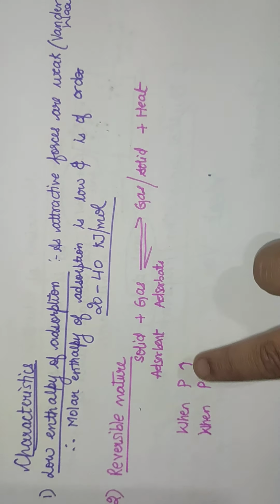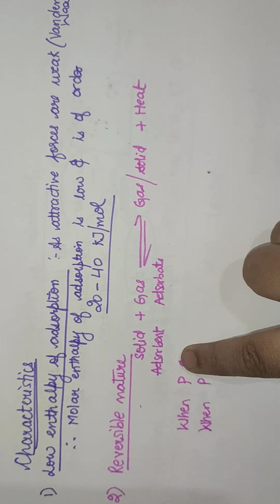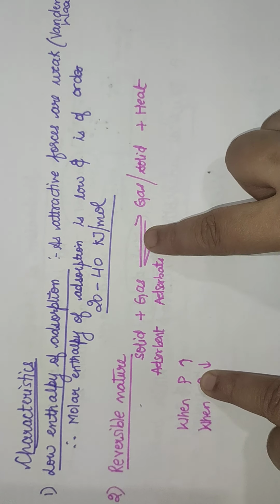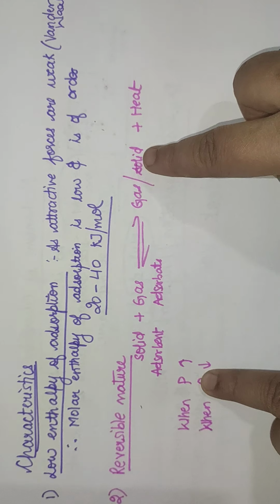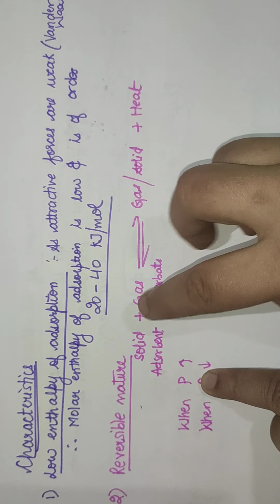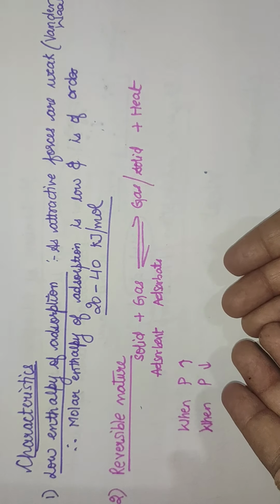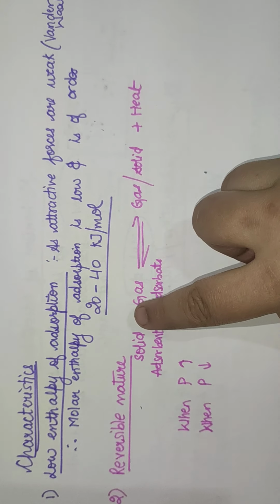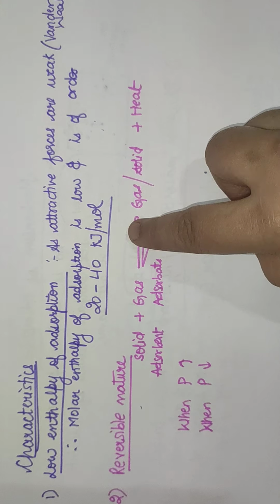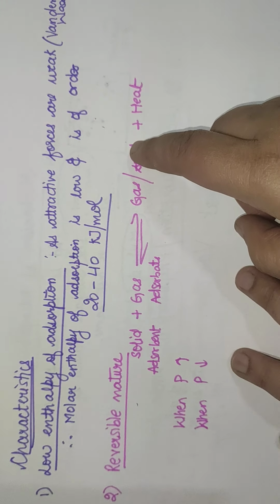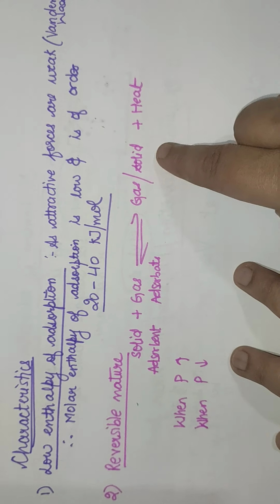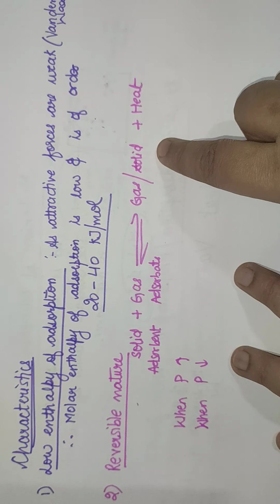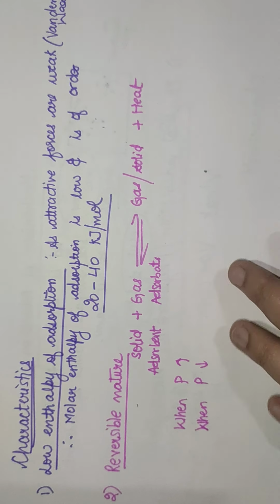So what we get is, when the pressure increases, the equilibrium will shift towards the forward direction. If I increase the pressure, the gas is attached on top of the solid, so I have to increase the pressure. As I increase the pressure, the equilibrium will move towards the gas and solid complex, the product. So it is going to be a forward direction and adsorption is going to be increased.